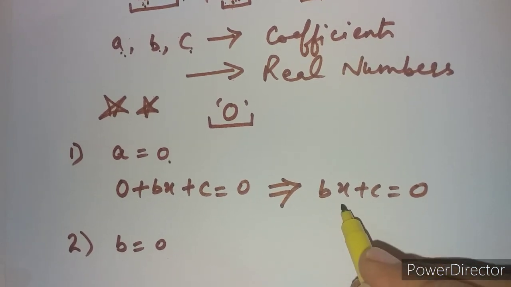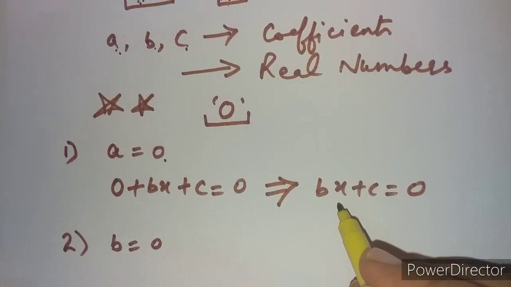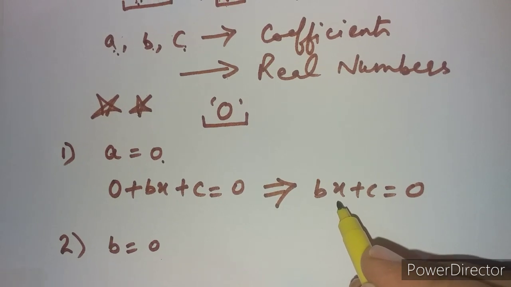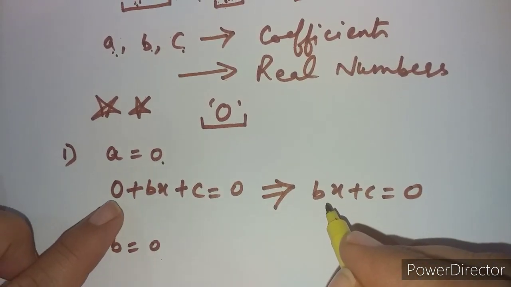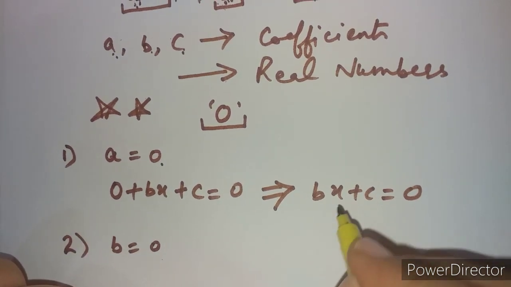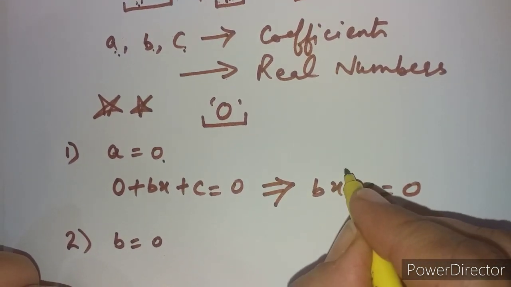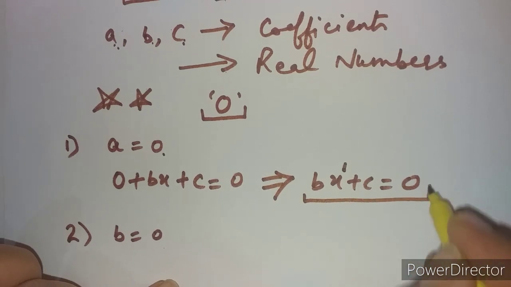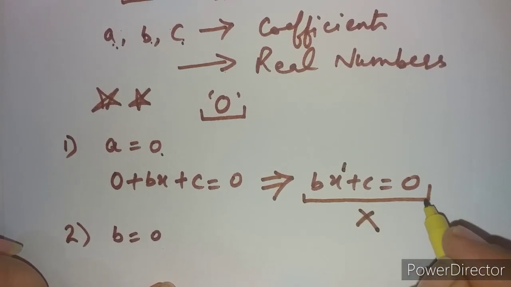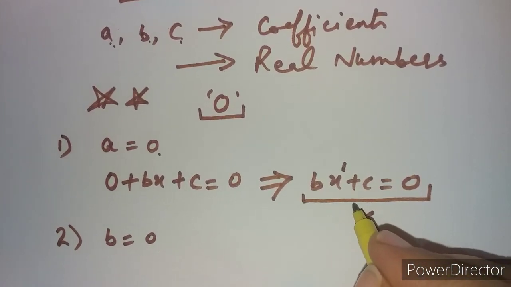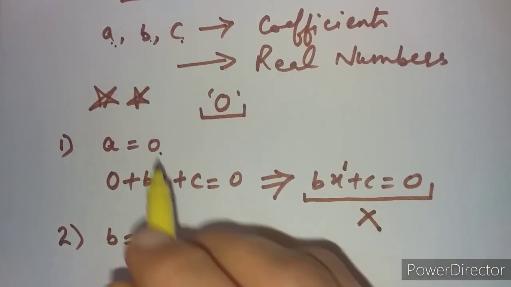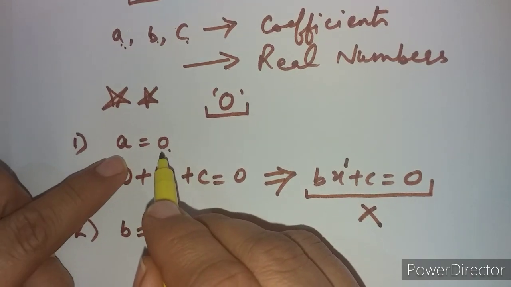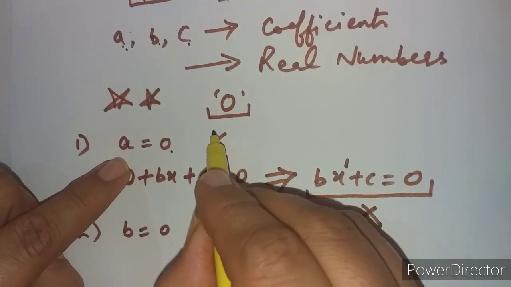The definition of the quadratic equation was that the highest degree or the highest power of the variable should be 2. But my dear students, here that term has totally gone, and we are left only with the highest power of the variable as 1 only. So it is no longer a quadratic equation. It has transformed into a linear equation only. So a equal to 0 is not allowed at all.